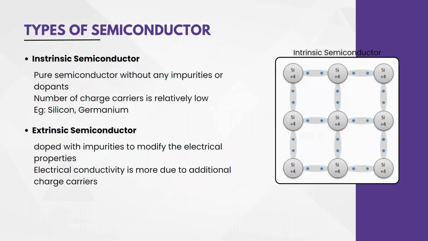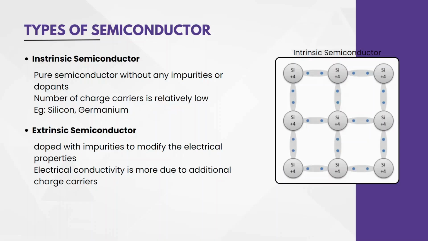Again, semiconductors are majorly classified into intrinsic semiconductors and extrinsic semiconductors. An intrinsic semiconductor has no impurities. Impurities means it doesn't have atoms of any other element in it. That we call an intrinsic semiconductor. So it is a pure semiconductor, and the number of charge carriers will be relatively low, basically the valence electrons.